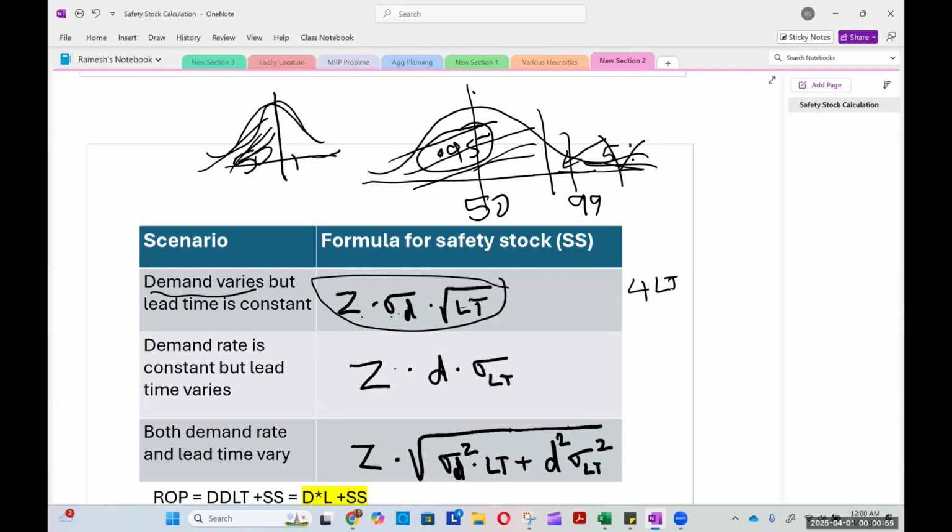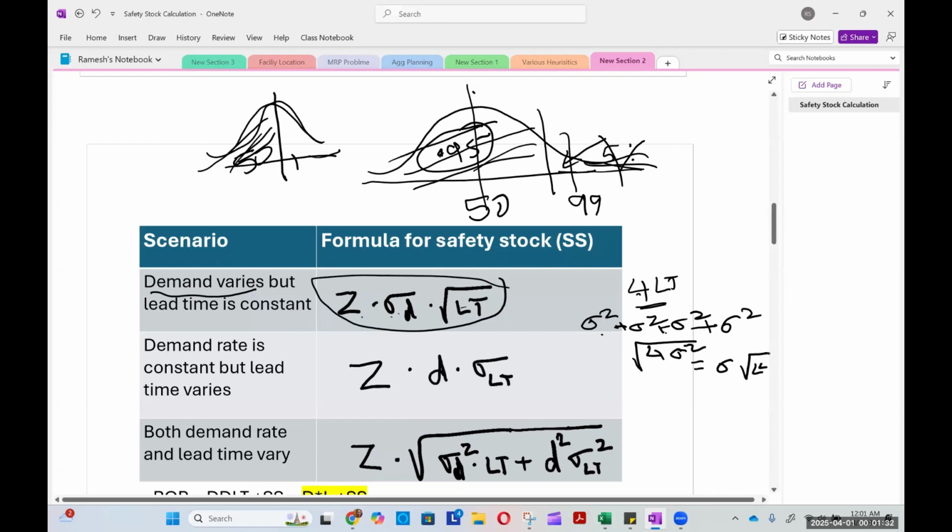There's a little bit more explanation. If lead time is 4 days, then the variability on day 1, day 2, day 3, day 4 adds up. And you can add the variances, not the standard deviations. Variances are addable. So when you do that, you'll get 4 sigma squared, where 4 is the lead time. If you take the square root to figure out the standard deviation, sigma comes out and square root of 4, which is square root of LT, the same thing.